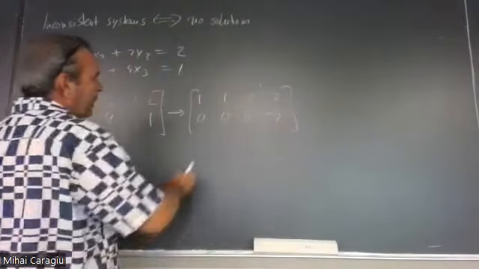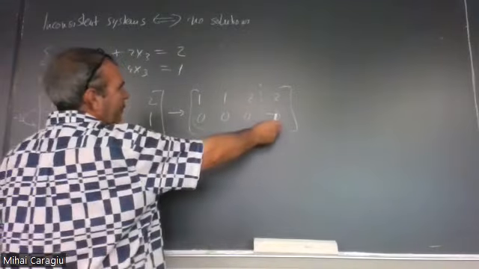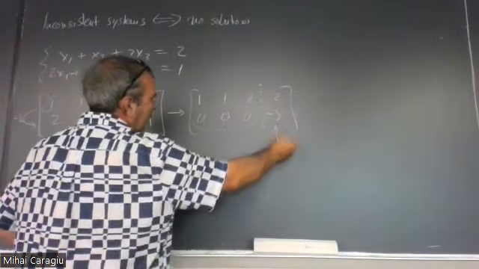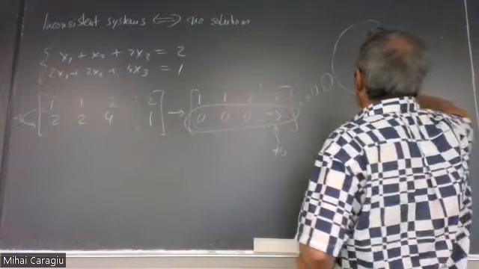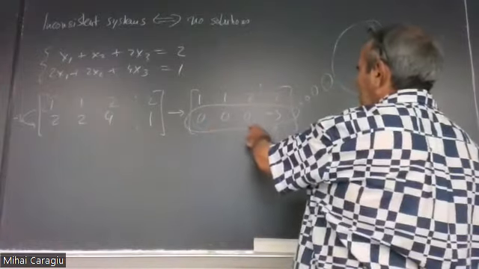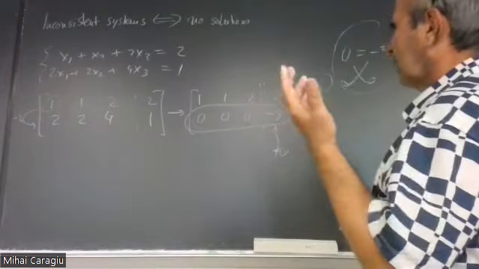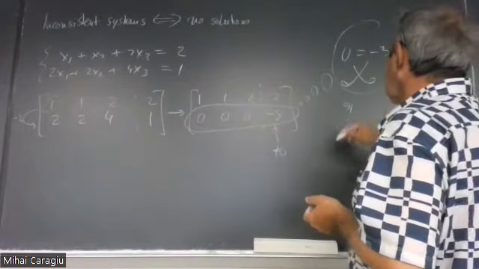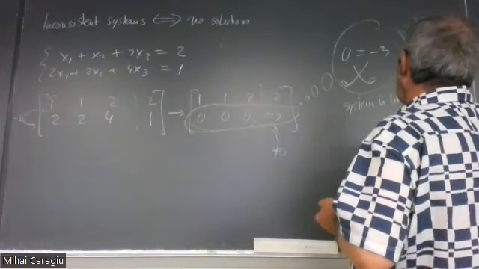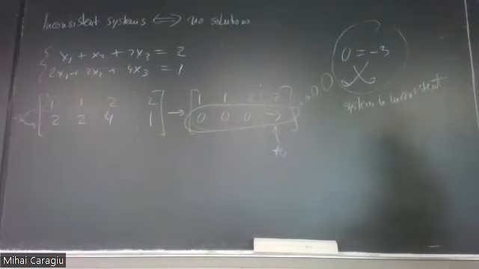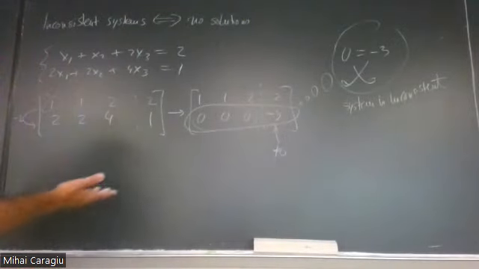But if at any moment we get only zeros for the coefficients of the variables, and on the right the free coefficient is not 0, how do we read this equation? What would be in our mind? How to read this? 0x1 plus 0x2 plus 0x3 equals minus 3. So 0 equals minus 3, which is a contradiction. So that's the signal that the system is inconsistent. Okay, so an inconsistent system has no solutions. A consistent system means it has solutions, right?